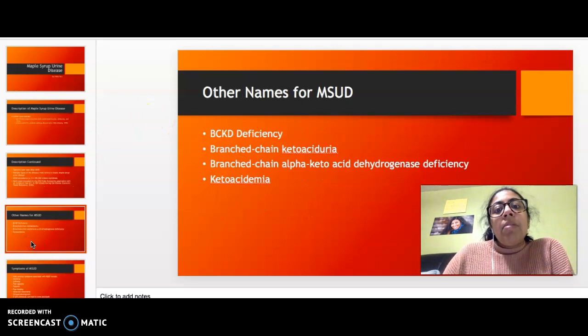Some other names for MSUD include BCKD deficiency, branched chain ketoaciduria, branched chain alpha ketoacid dehydrogenase deficiency, and ketoacidemia. These are just some other names for MSUD, but typically it's commonly known, like if you Google maple syrup urine disease, you'll find everything.